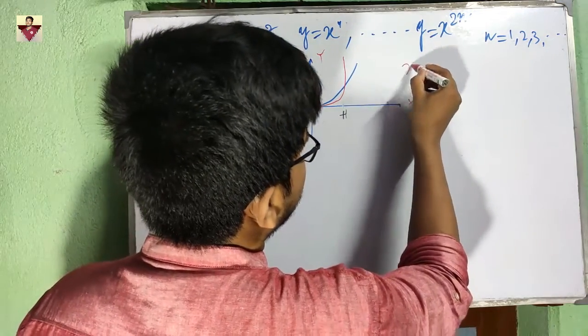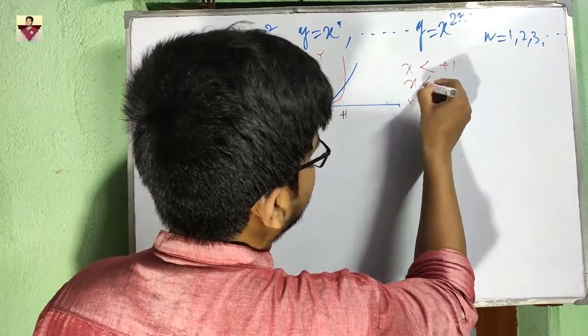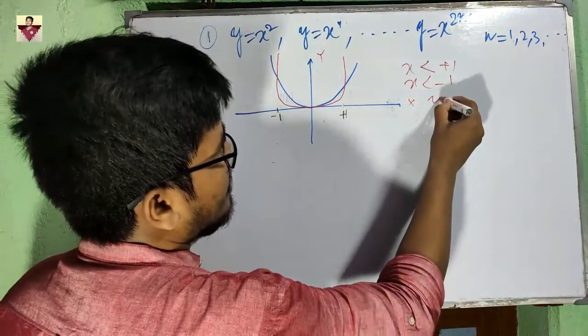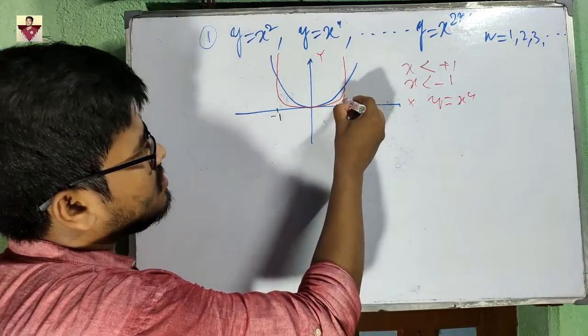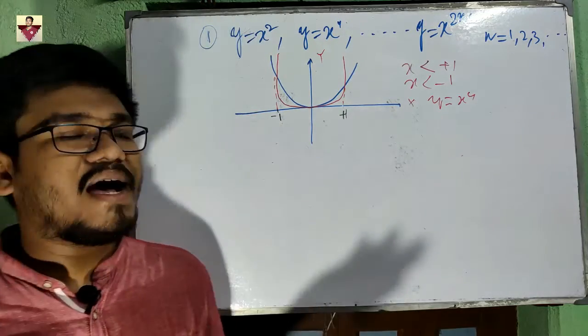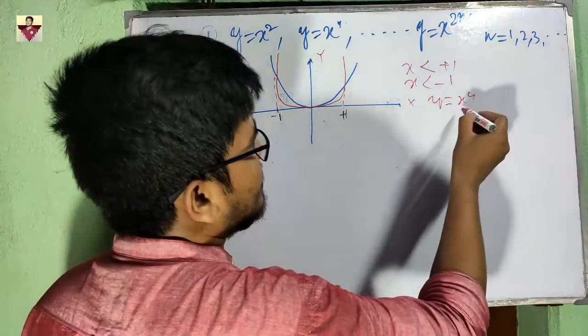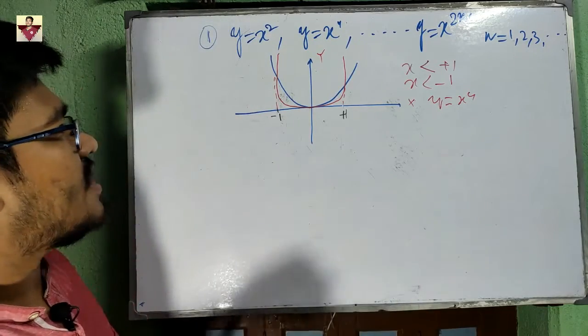So as you can see, for x less than plus 1 or x less than minus 1, this y equal to x to the power 4 varies more slowly than y equal to x square. And for x greater than plus or minus 1, this y equal to x to the power 4 function will be much faster than y equal to x square. So as simple as that.